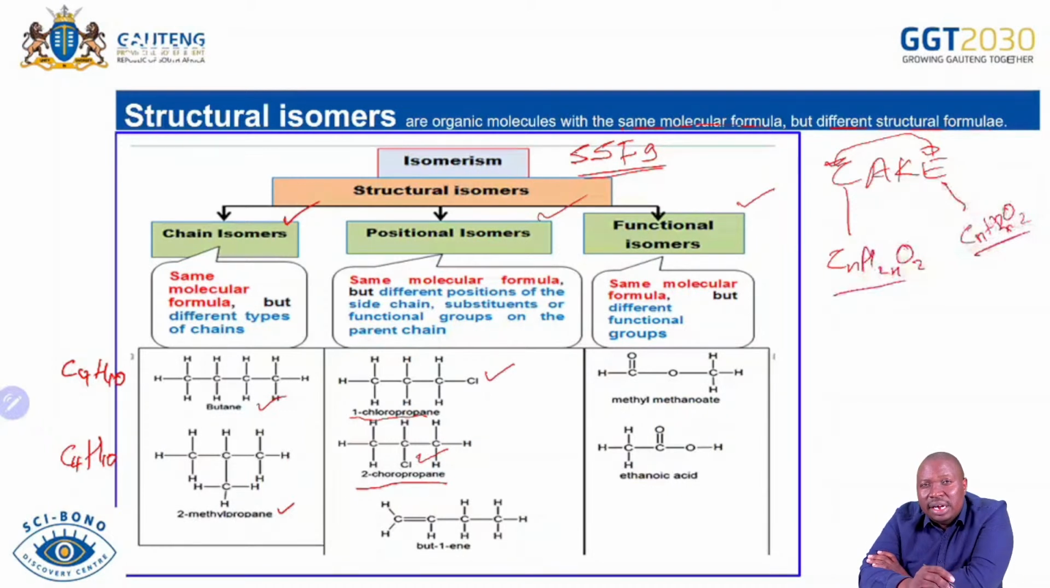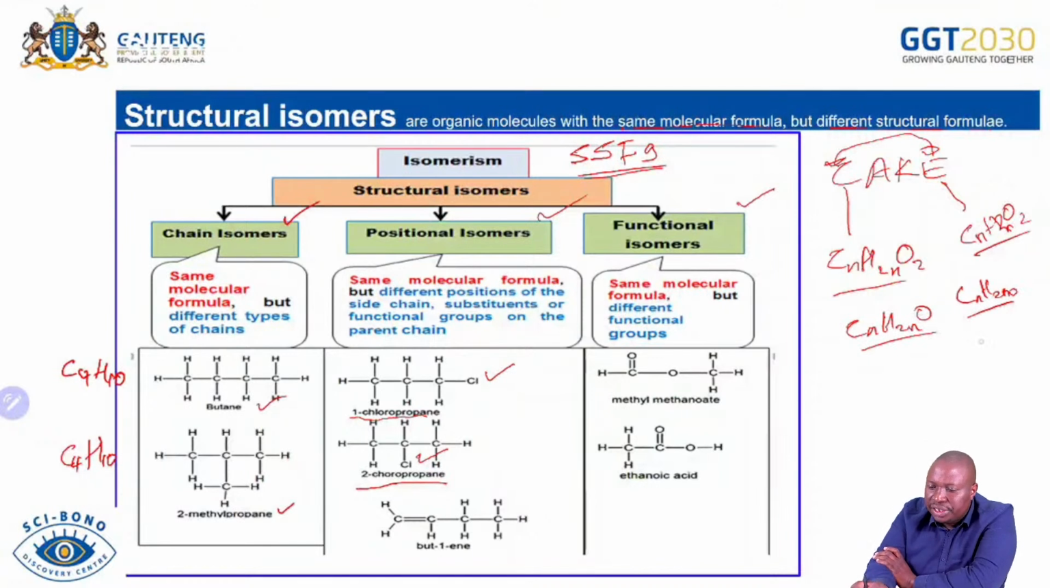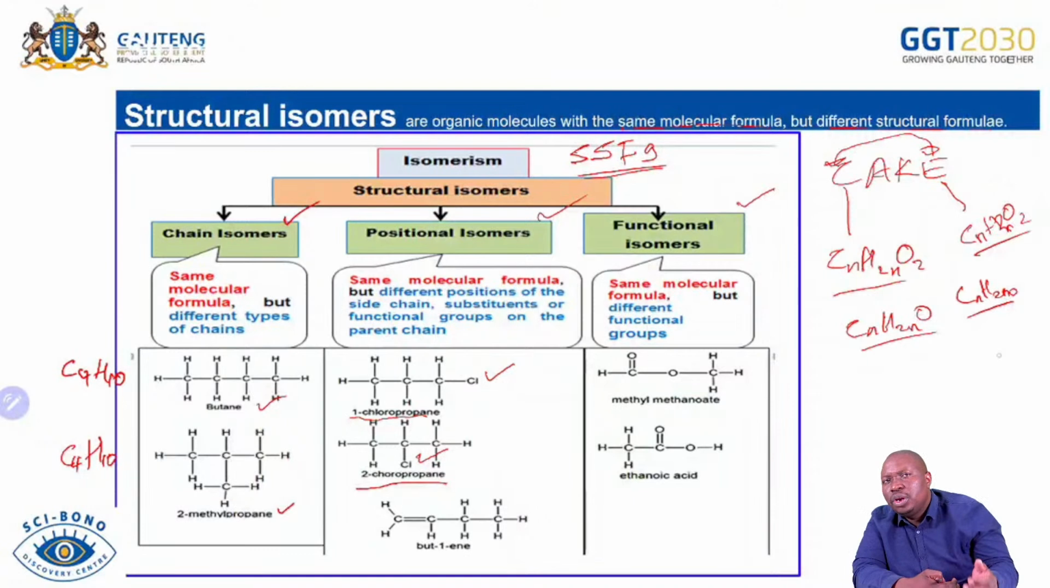And when it comes to aldehydes and ketones, you will be able to see that aldehydes have the general formula CnH2nO, which is the same for ketones. And those two we say are functional isomers. So they have the same molecular formula, same general formula, but different functional groups. They don't have the same functional group.